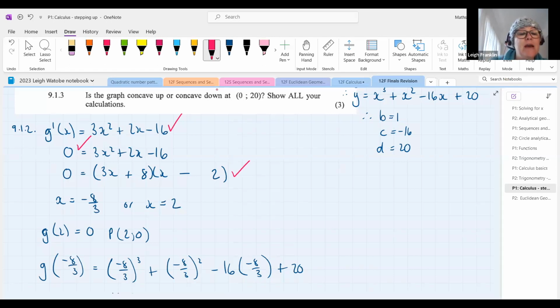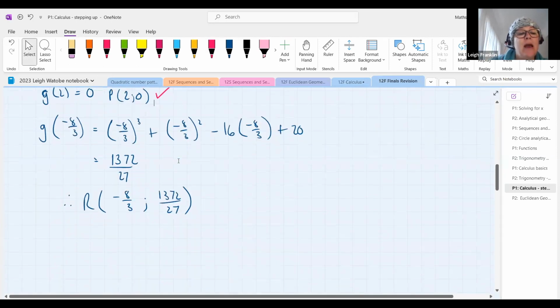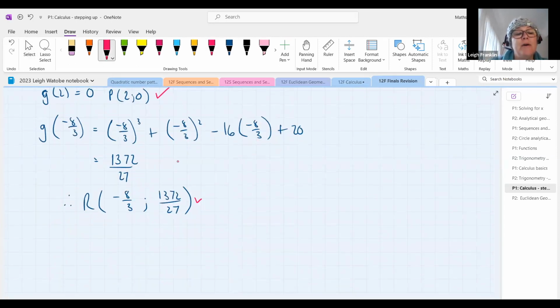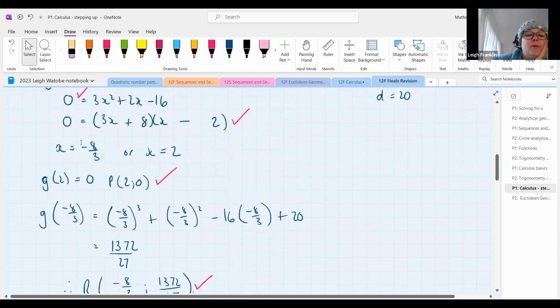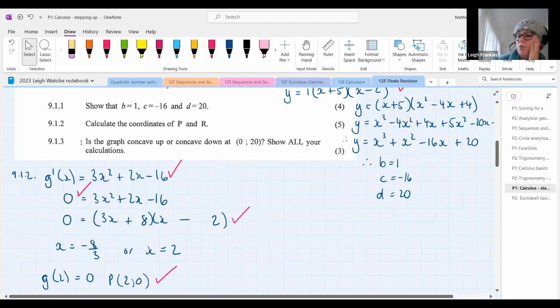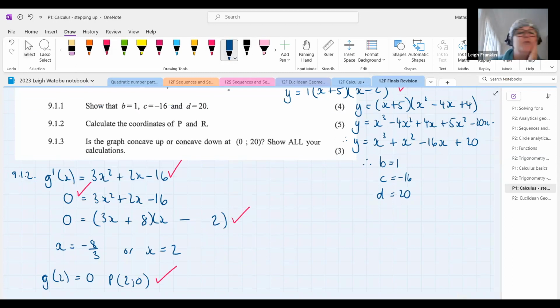I'm thinking here, if it's out of 5, there would be a mark on P and then another mark here on R. Okay. Is everybody all right with question 9.1.2? Any questions? All good. All right, lovely. Excellent. Okay, and that's the sort of thing we expect them to ask us.